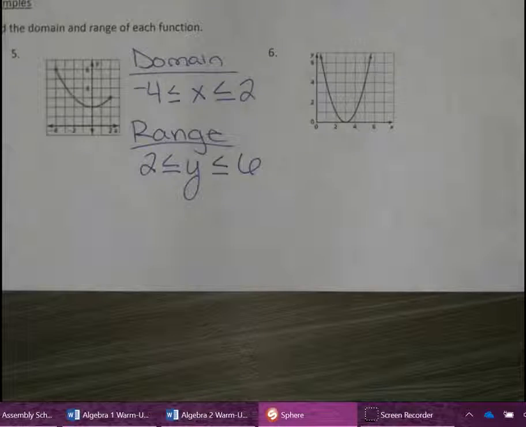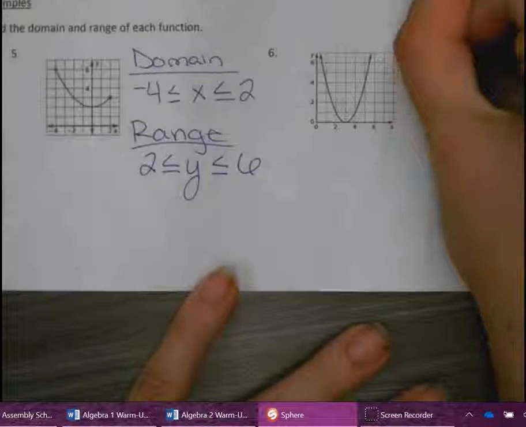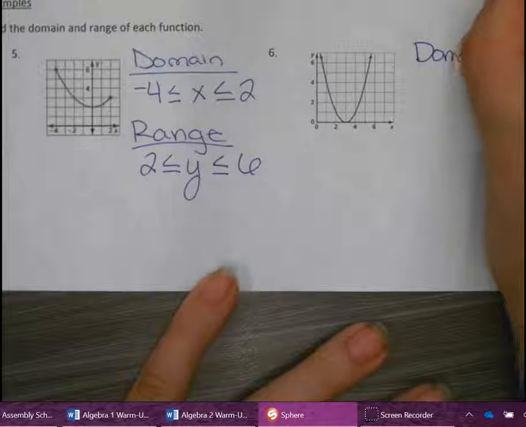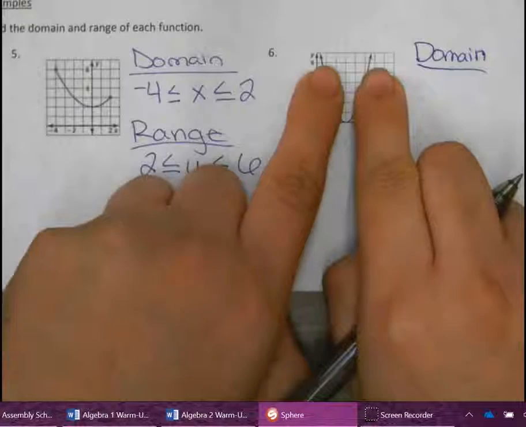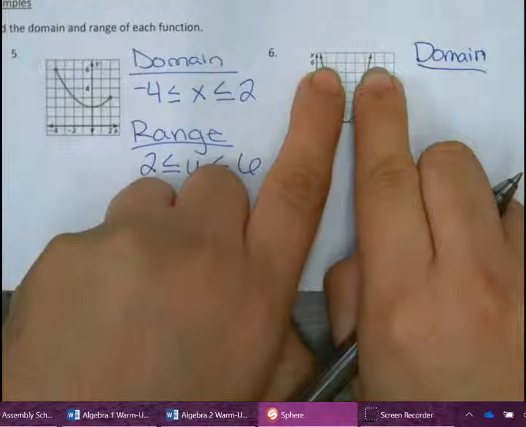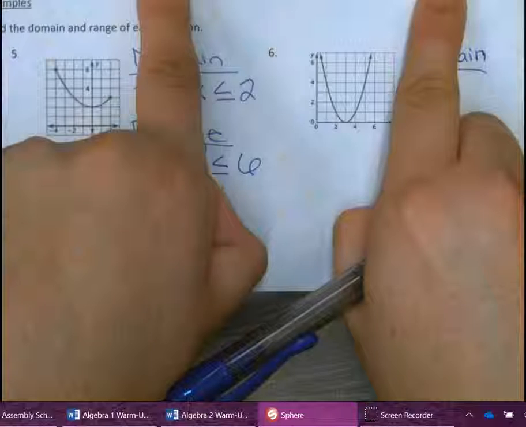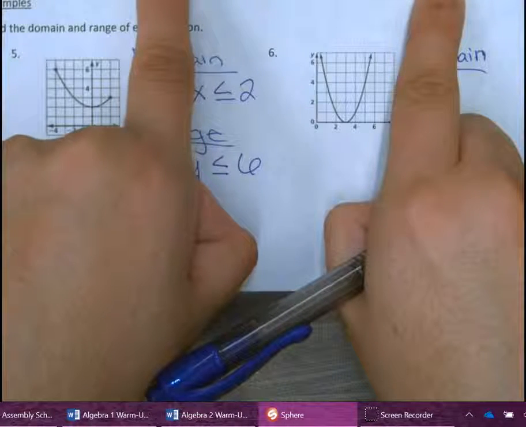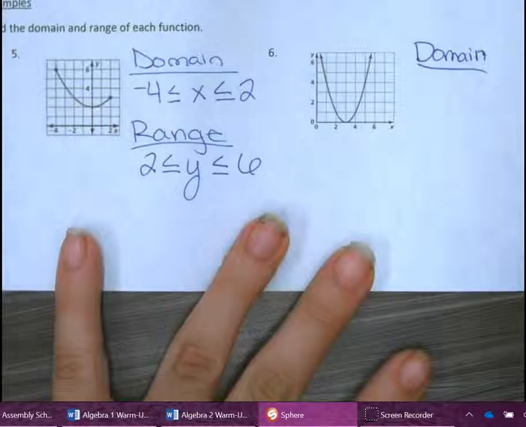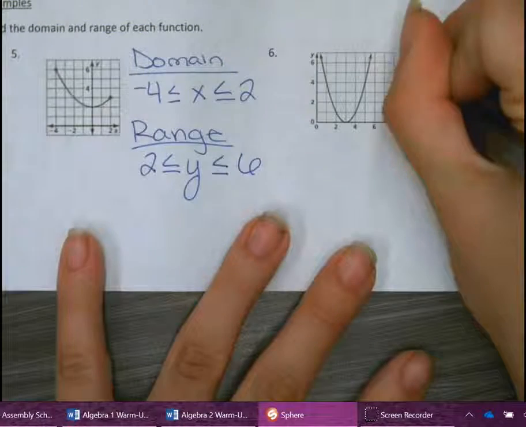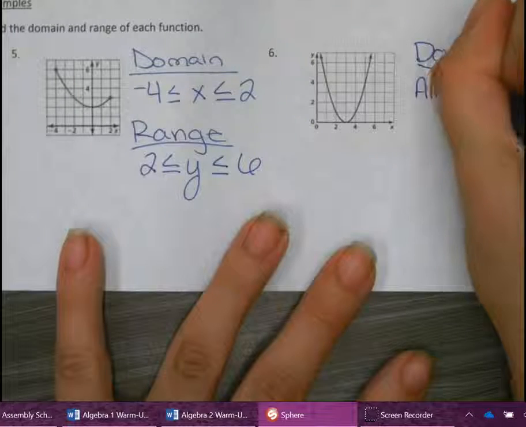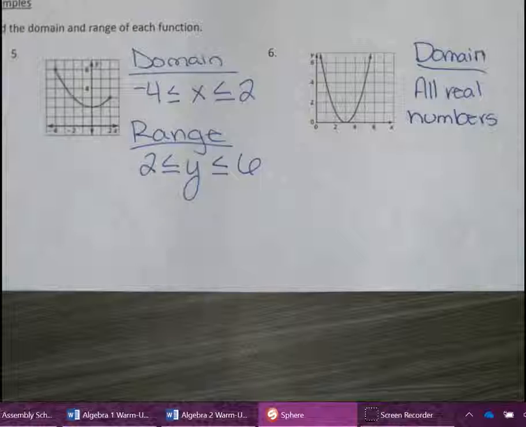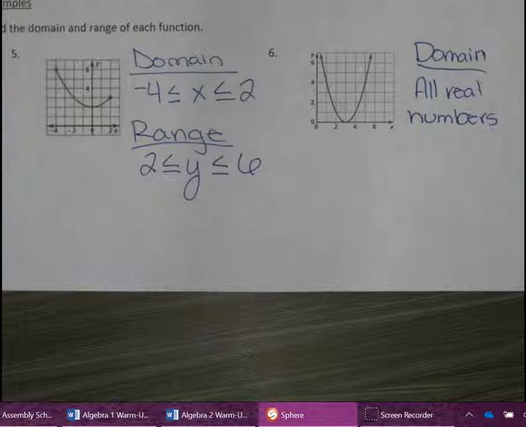Okay, so on number 6, if I take a look at my graph, notice how it's got arrows up here as it goes up. It's going to keep getting wider. So, is it ever just going to stop growing? No. It's going to go on and on forever. So my domain here, I'm going to say is all real numbers. It's going to go through all the x values. Does that make sense? Because it's going to keep going left and right forever.